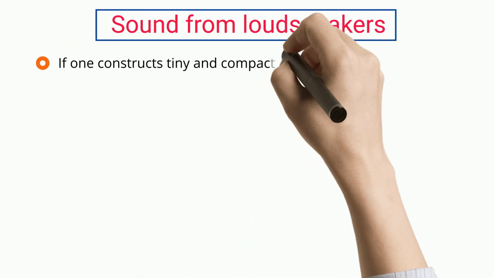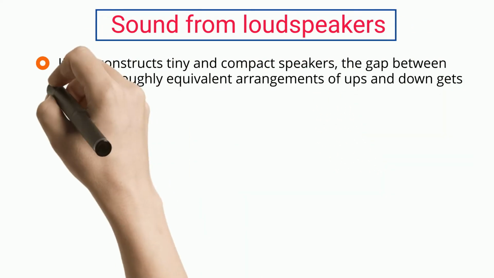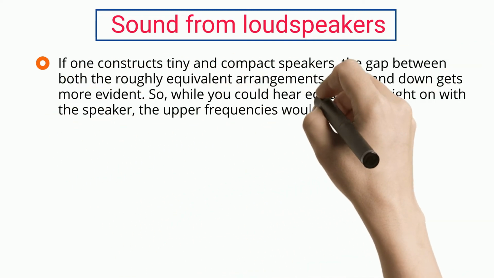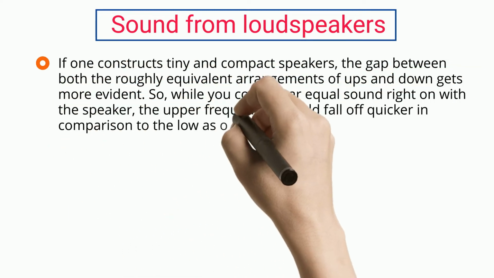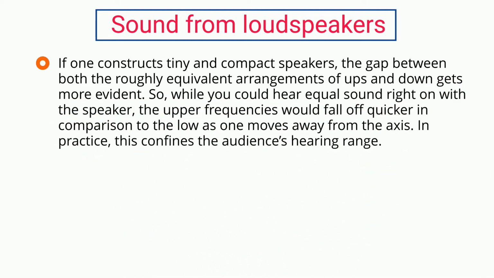If one constructs tiny and compact speakers, the gap between the roughly equivalent arrangements of ups and downs gets more evident. So, while you could hear equal sound right on axis with the speaker, the upper frequencies would fall off quicker in comparison to the low as one moves away from the axis. In practice, this confines the audience's hearing range.